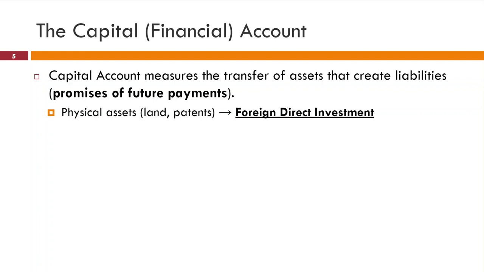So there are largely two different types of assets that we could talk about. There are physical assets. I could buy land. I could buy a copyright or a patent that exists in another country. I could buy a physical property, a building in another country. Anytime someone buys a physical asset in another country, that is called foreign direct investment, and that's just a good word to have.